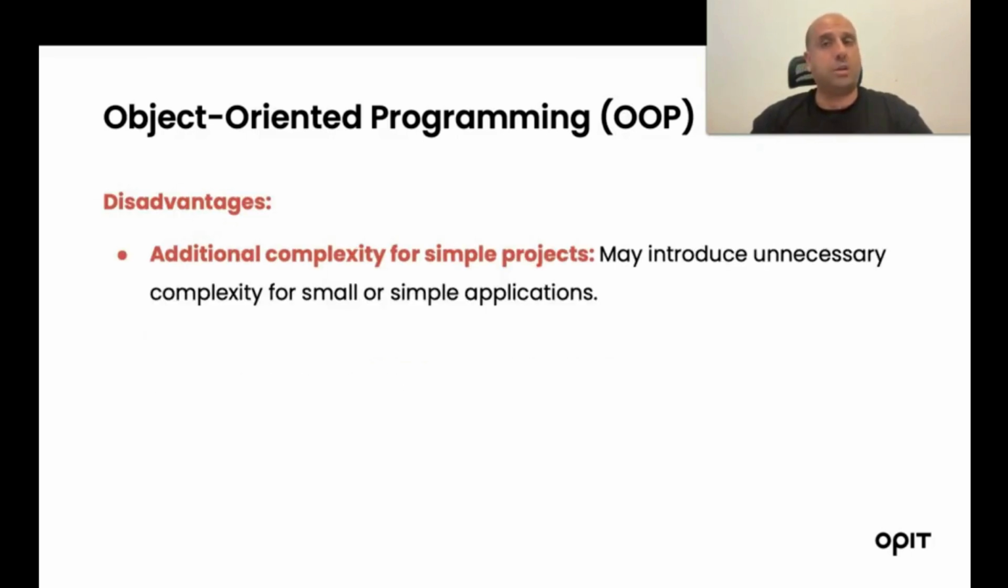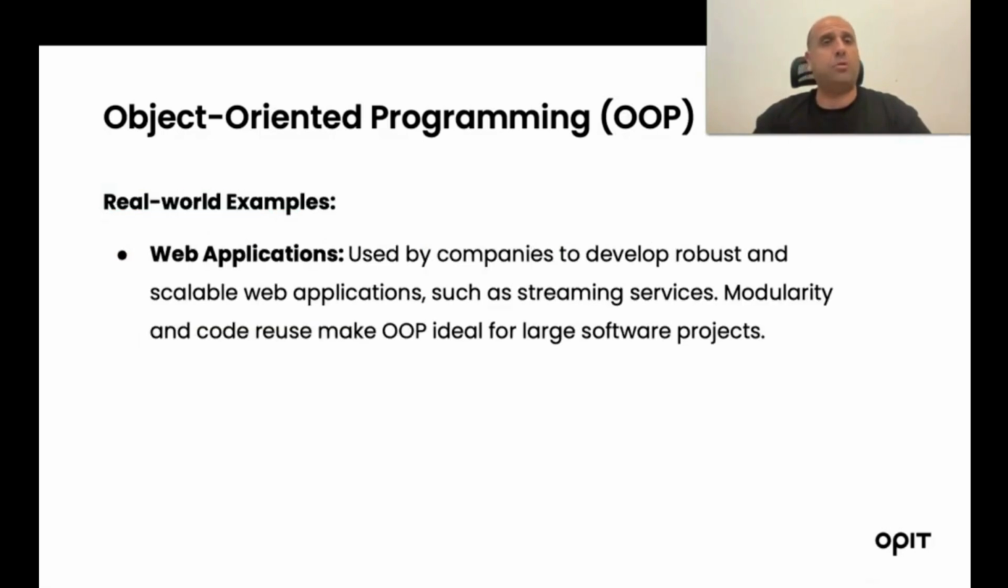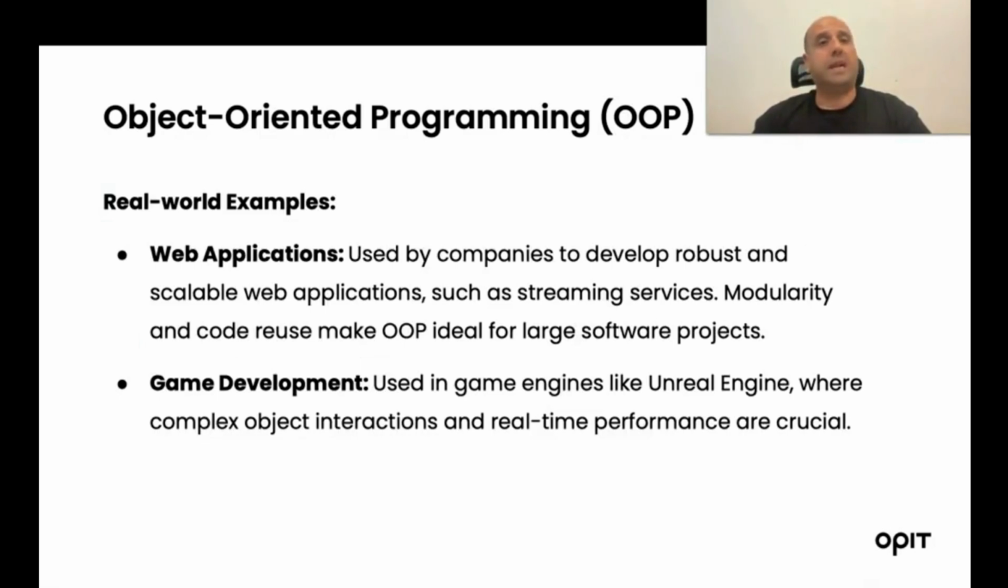What are the disadvantages? We have also two: additional complexity for simple projects, because when you introduce classes and objects, it may introduce unnecessary complexity for small or simple applications. And we have the performance overhead, because abstraction can lead to performance costs due to additional layers. Some real-world examples, we have web applications and game development.